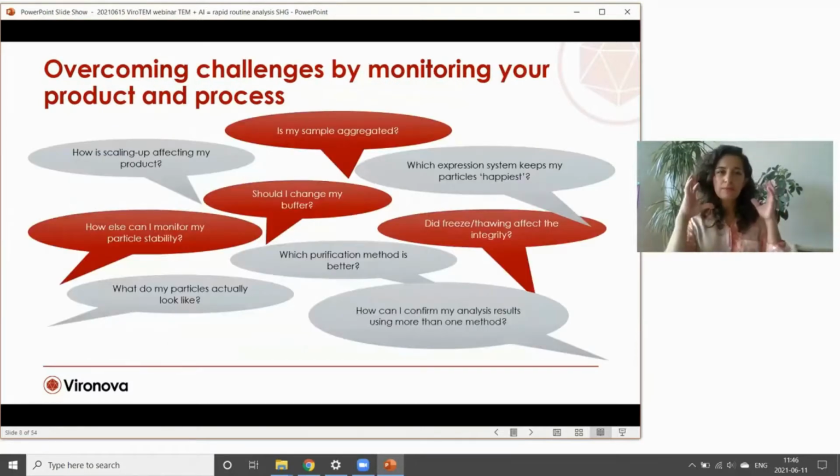To overcome and address these challenges, you of course need to monitor your product and how your process affects your product. So questions like: is my sample aggregated? How is scaling up affecting my production? Which expression system is keeping my particles the happiest? What happens if I freeze-thaw my sample multiple times? What happens to the integrity of my particles? Which purification method is better? How can I confirm my analysis with several methods to really give me assurance that the data I'm reading and what I'm measuring is correct? And also, of course, what do my particles look like?